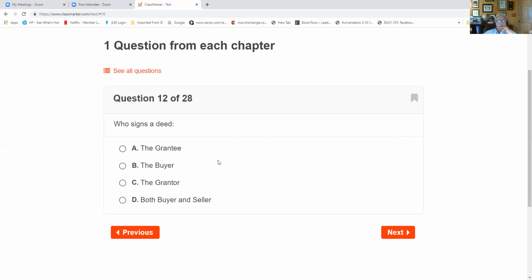A question from Chapter 12, the chapter on deeds. Who signs a deed? Well, the grantor signs a deed. The grantor is typically the seller. They sign the deed. The grantee is named on the deed. And again, the grantee gets the deed when there's delivery and acceptance in the here and now. How do we know that the grantor signed the deed? Well, that deed is accompanied with an acknowledgement where an officer of the court receives a swearing from the grantor, where the grantor swears that he is the one that is signing the deed.